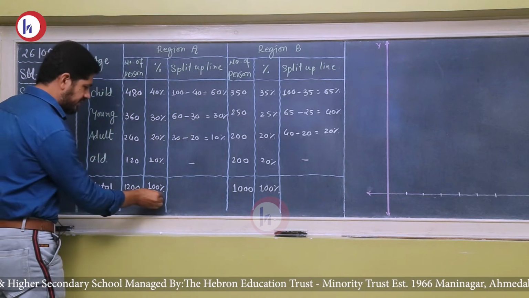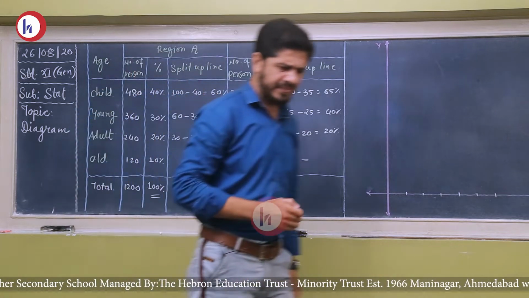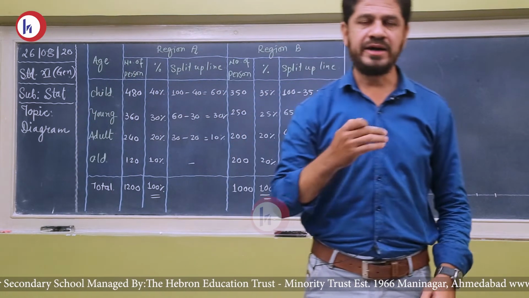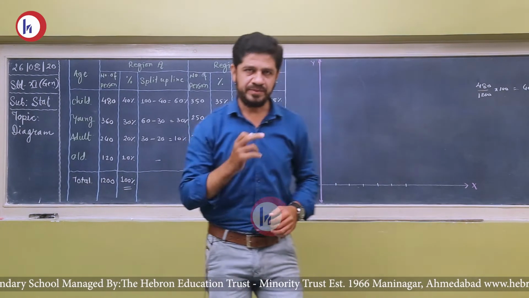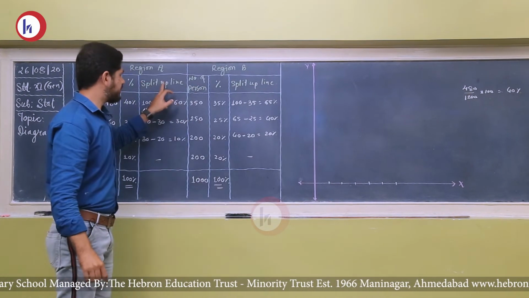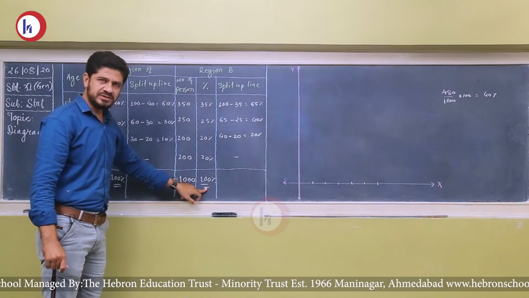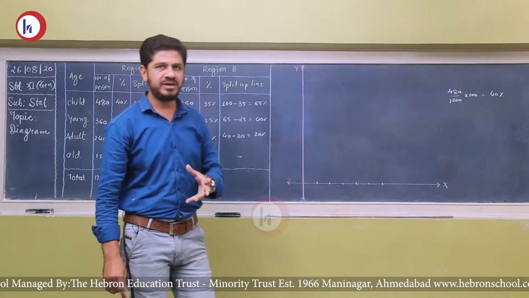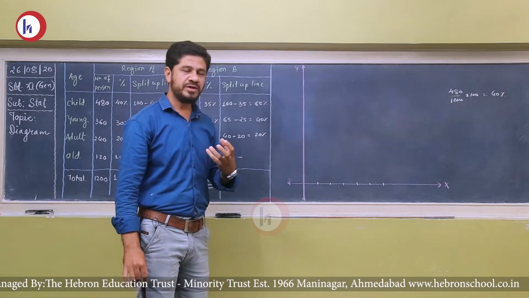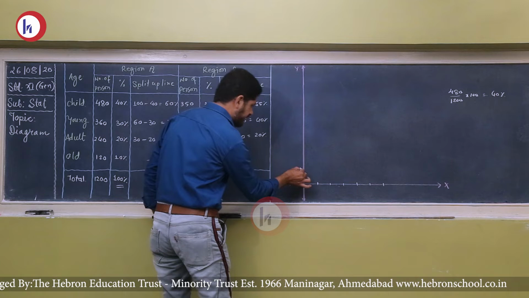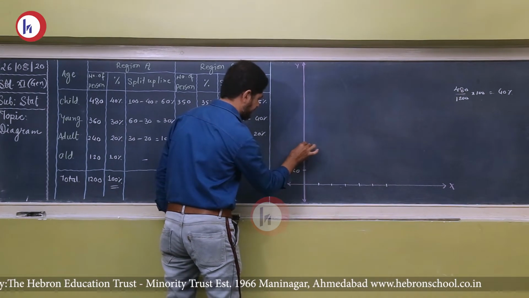Students, you can see the total percentage of both regions is the same. It clearly means the heights of the bars are equal. I repeat, the total percentage of both regions is equal. Thus, the heights of both bars are equal. So, the total percentage is 100, so we will take the difference as 20 on the y-axis.